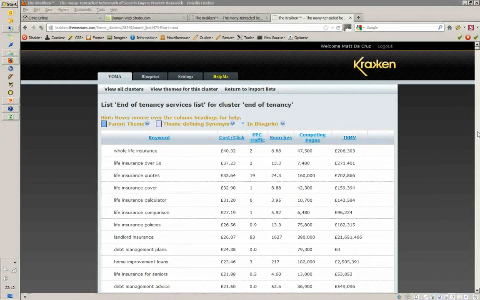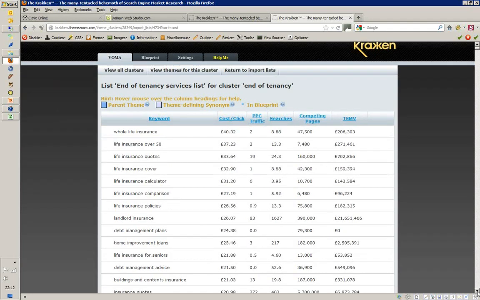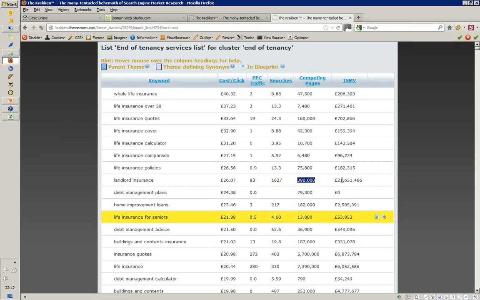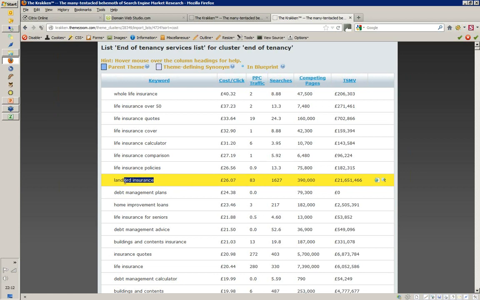I wanted to show you how much money actually does lie in this. Here, life insurance, £40 a click, and as we get on this list, you can see how much money is flowing through here, but how few searches there are. Landlord insurance: 1,627 searches a day, 390,000 competing pages, phrase and match, £21 million market. I will be talking about that. That's something that's going to go into my story.